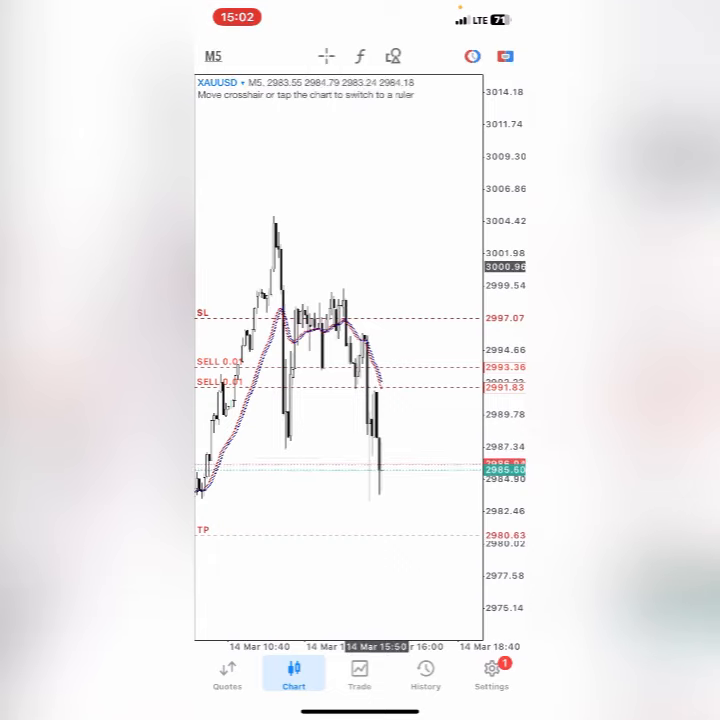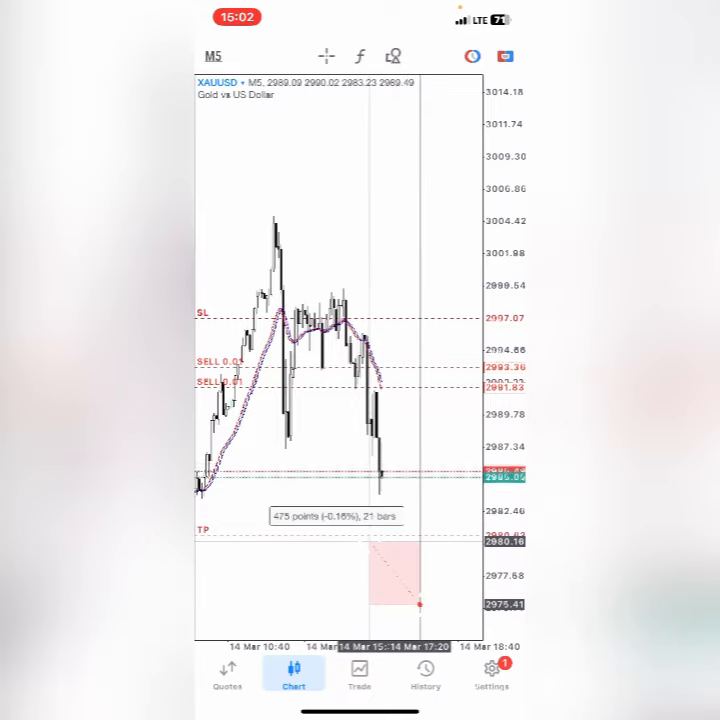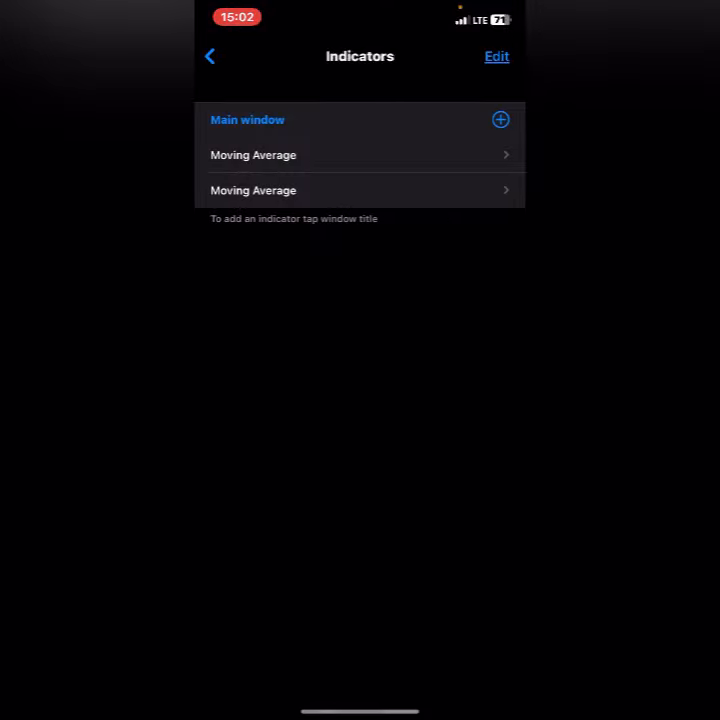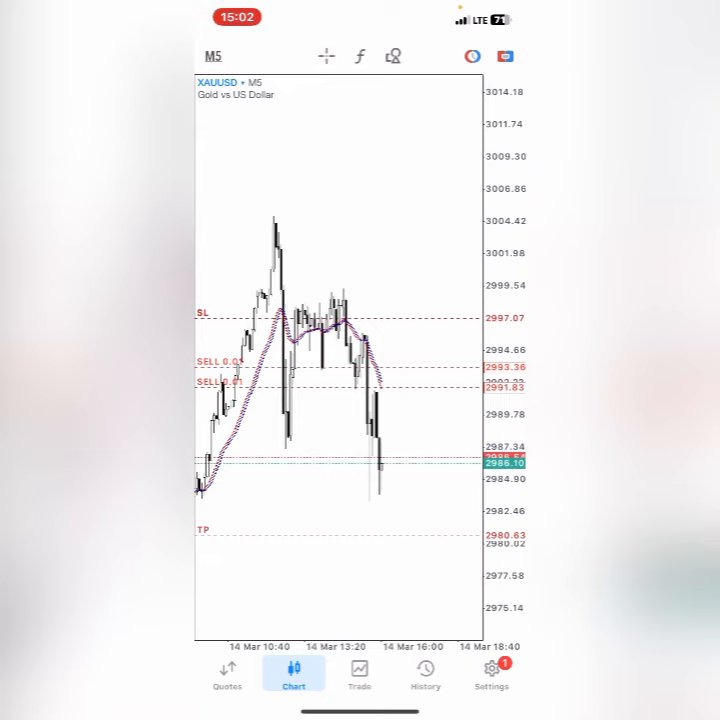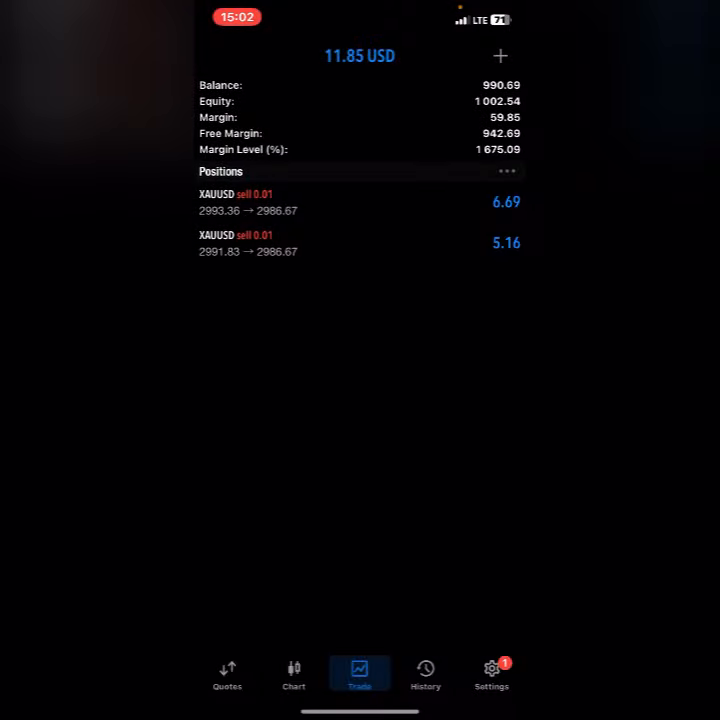As you can see, this is where my TP is, right? Hoping it's going to hit this TP, and if it hits this TP, I'm going to be up in profit. So let's just see how this plays.